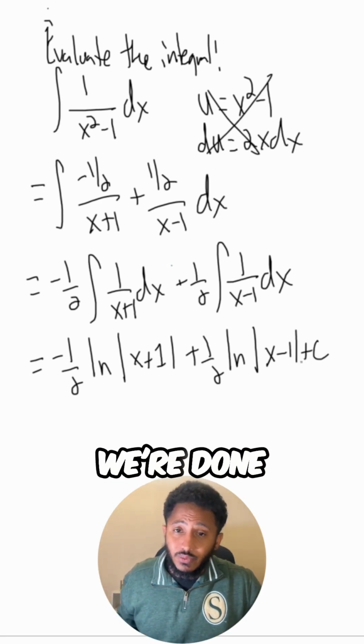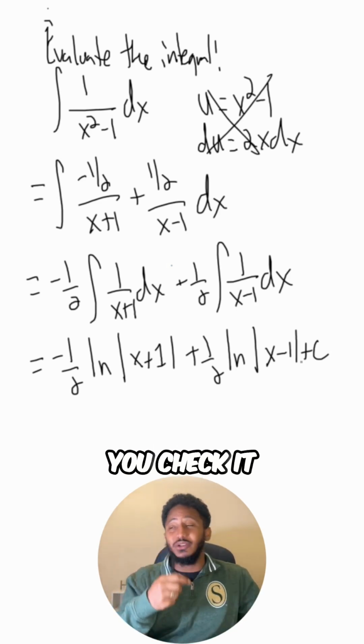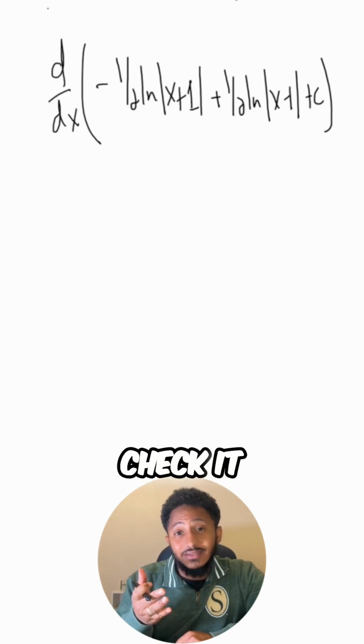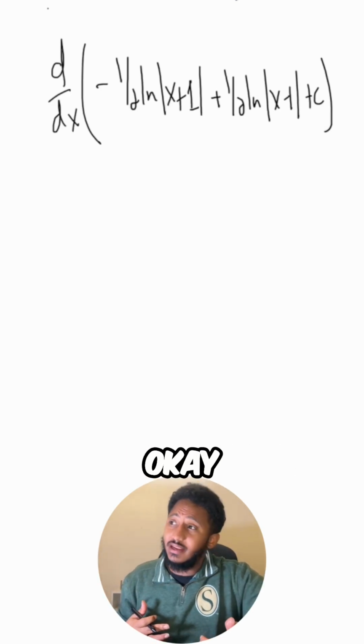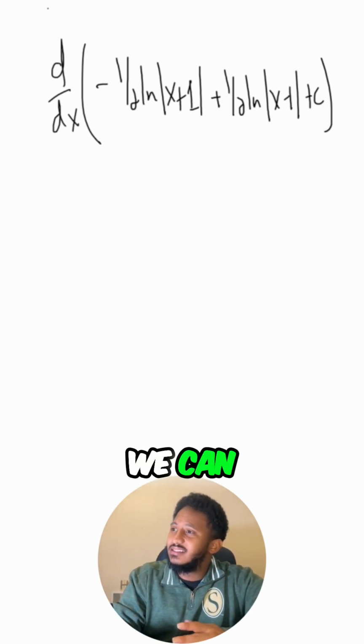Now, that's our integral. We're done. Except we need to check it, okay? We call it the Nike step. Make sure you check it. Okay, just check it. All right, so how do we check it? Well, we take the derivative with respect to x. Now, again, because of the linearity of derivatives, we can separate this, right?